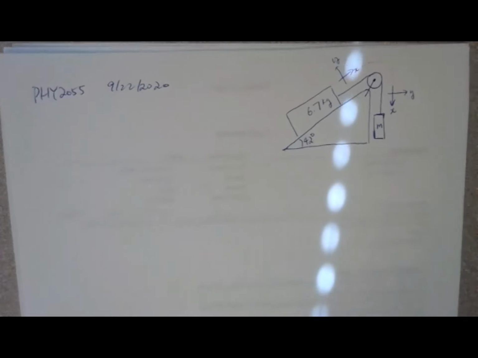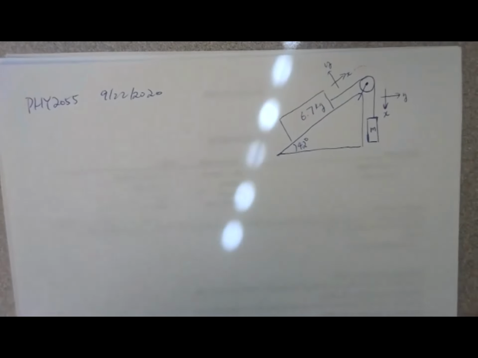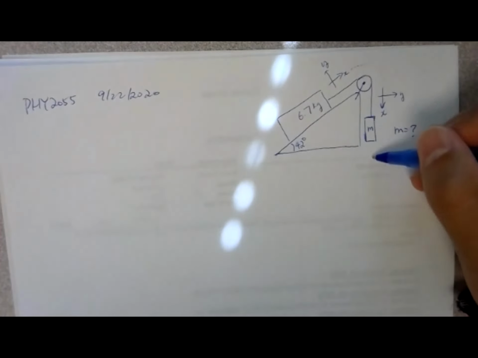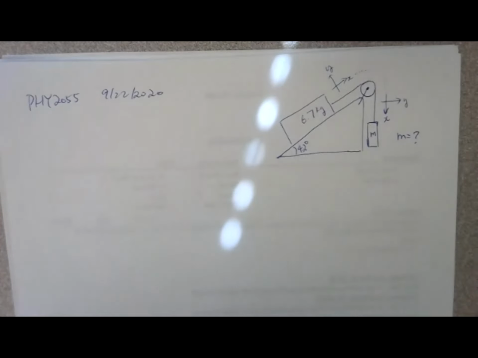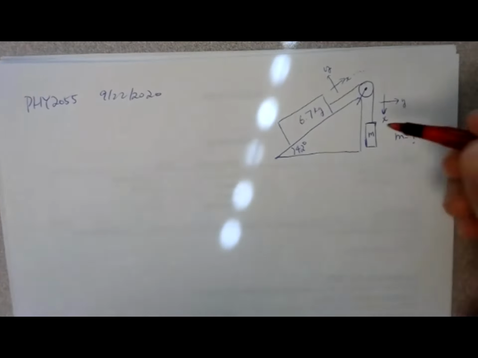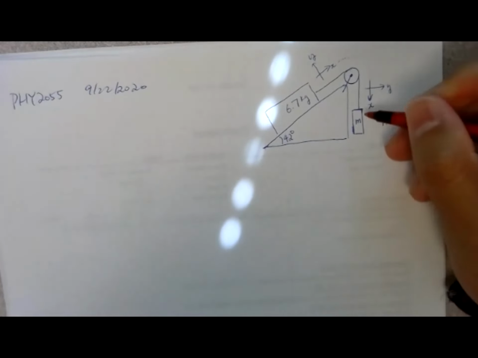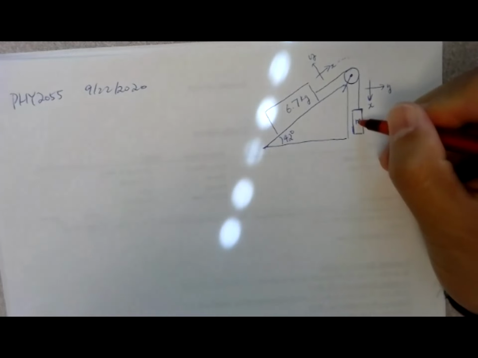Okay, so let's take a look here. We are asked for M. So what's this M? We probably can start with looking at this block here because we are looking for its mass. This is our object of interest here. So now let's look at the free body diagram on this block.